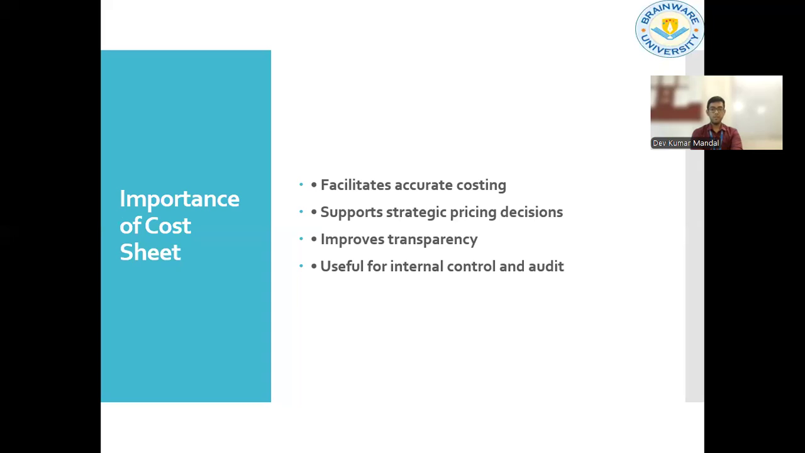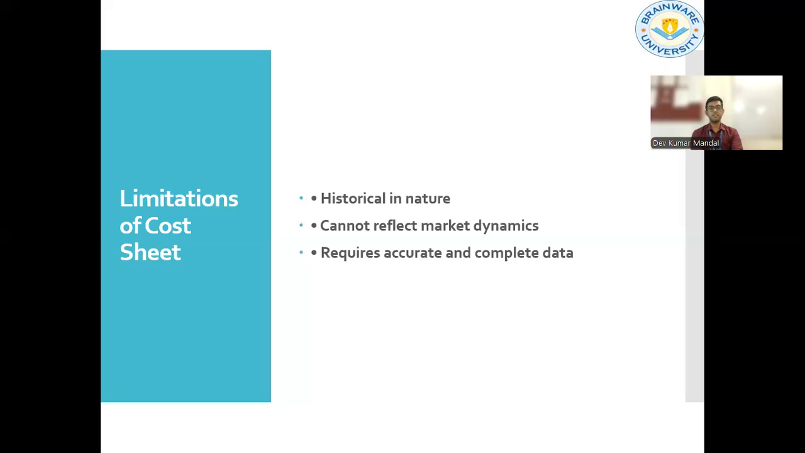Obviously, we are calculating the total cost of production, so it should support the pricing decision. It improves the transparency as all the costs are visible to you, starting from the raw materials, from the finished goods, from the labor cost, from the advertisement cost. All the costs are visible and transparent to you, and for that, it is useful for internal control and audit as well.